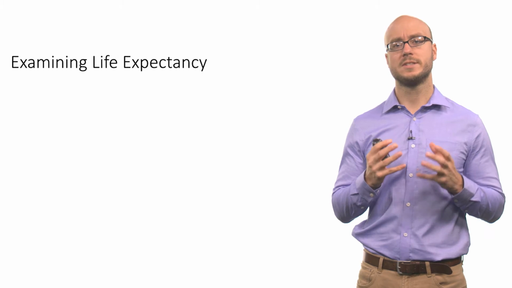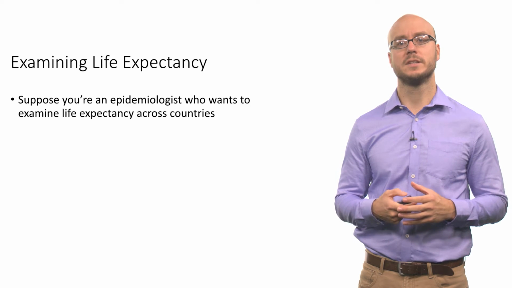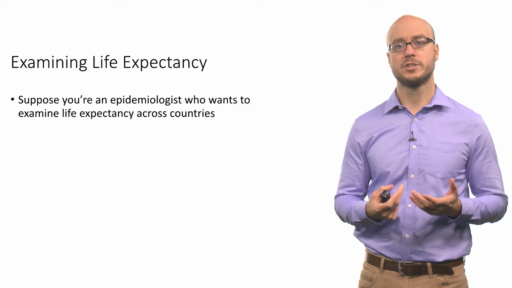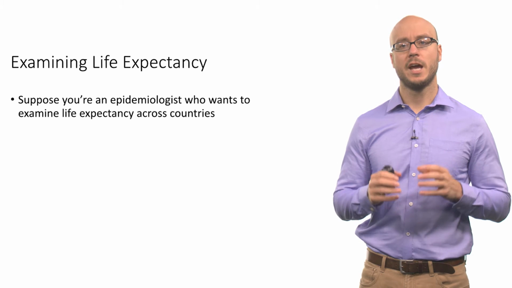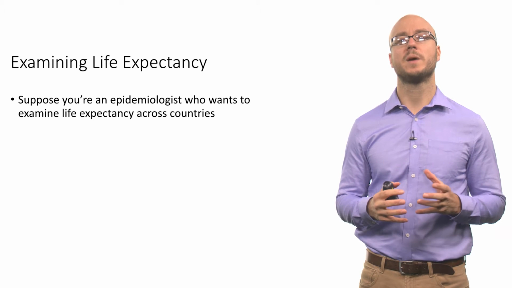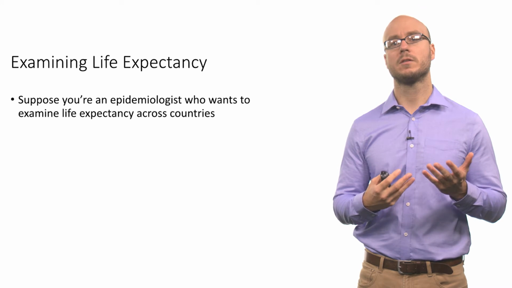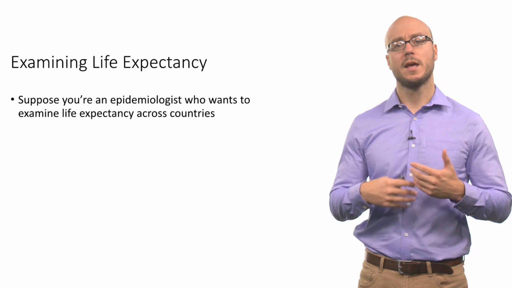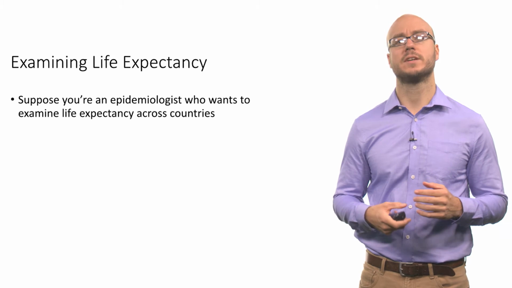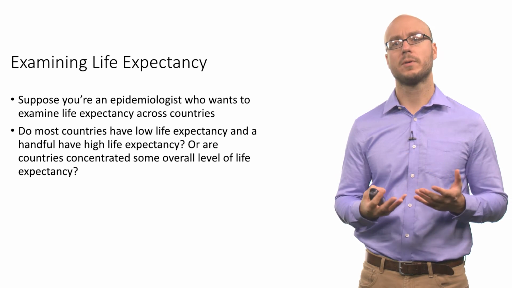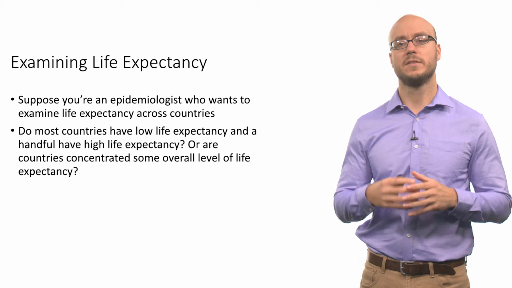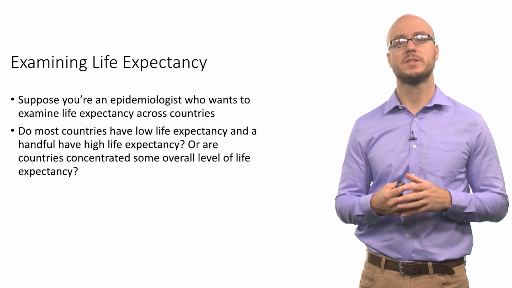So let's go to this example of life expectancy. Suppose you're an epidemiologist or somebody working in public health, and you want to examine life expectancy across countries. Why do people in some countries live longer than people in other countries? And how spread out is life expectancy across countries? What's the typical life expectancy if you just take all these countries together?